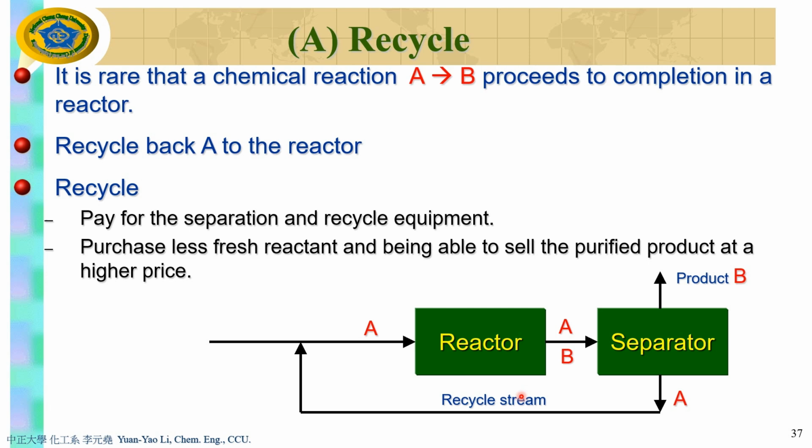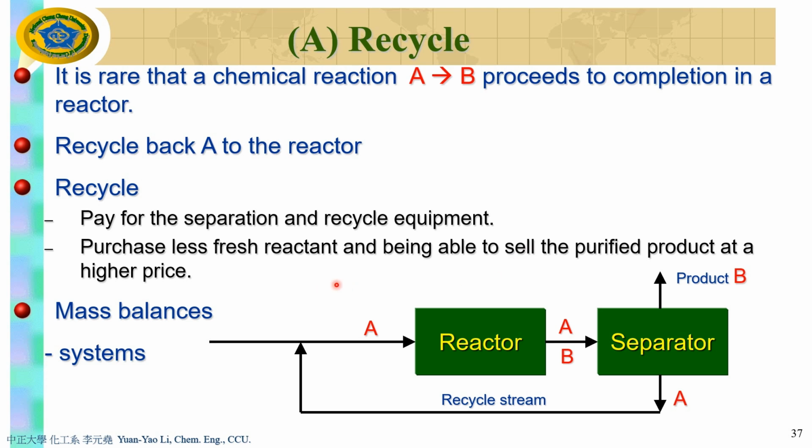Of course, this is an A recycle, so you can purge less. In the very beginning, you might need 100 kilograms per hour, but if you recycle 10, you only need 90. So you can save money by purchasing less fresh reactants and being able to sell purified products at a higher price. Because you save money, you can sell at a higher price. You can have more profits, you can make more money.